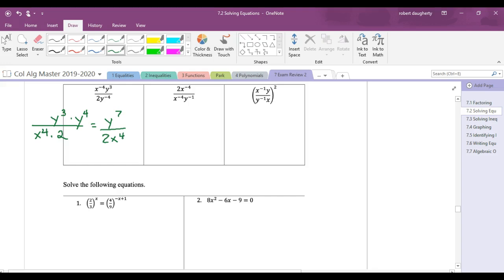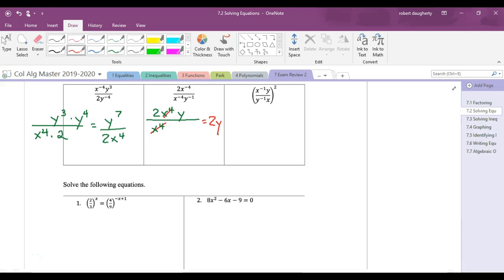Looking at the next problem, in this case you've got 2x to the negative 4th over x to the negative 4th, y to the negative 1. If you want to make everything positive, I can move that x to the negative 4th down here, and then on the bottom, I've got x to the 4th, it moves up, and you also got a y. So x to the 4th divided by x to the 4th, that's just 1. This answer is simply 2y.